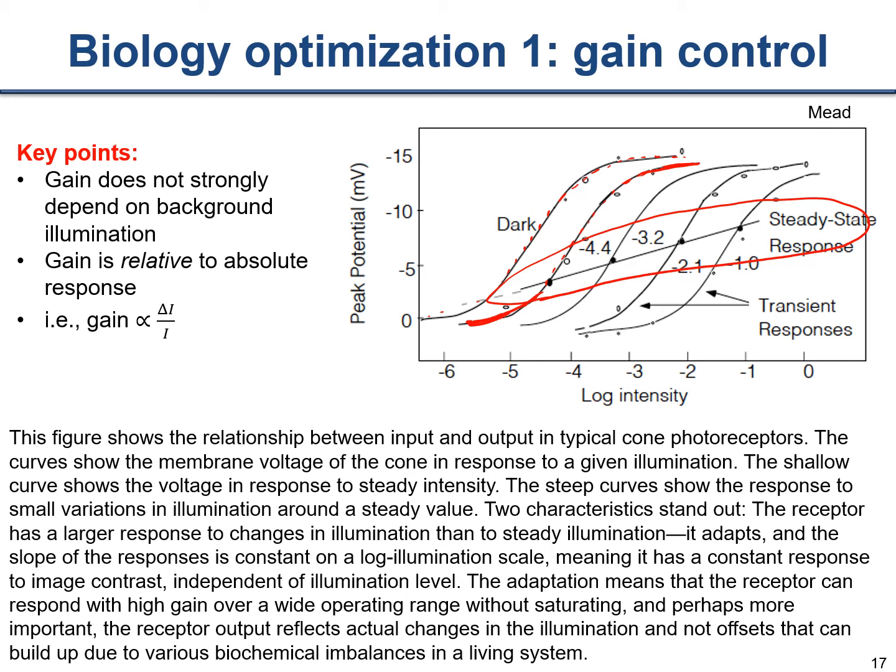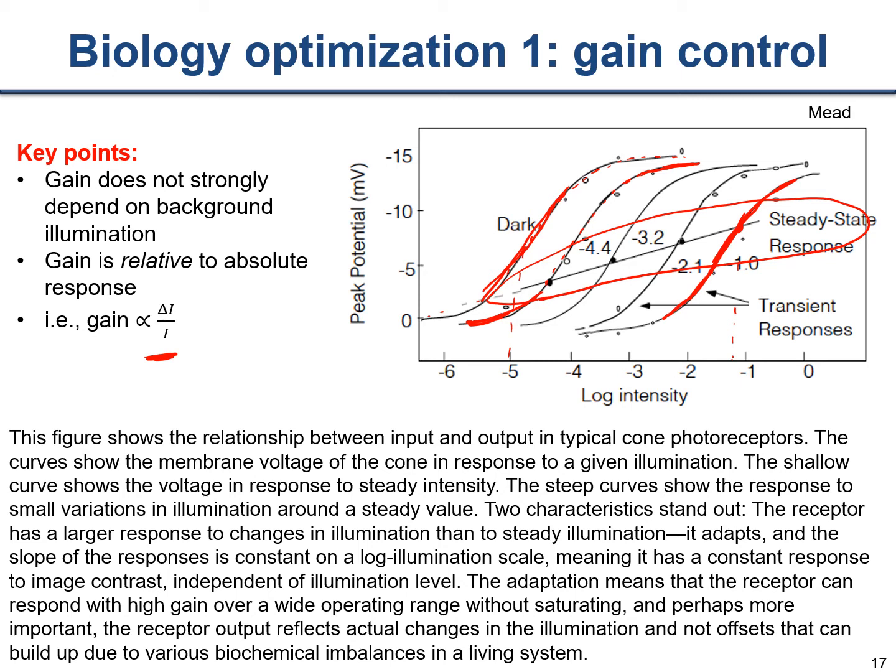So what this means is if you happen to be in a very bright outdoor scenario, so the average log intensity is over here, then you're going to get roughly the same amount of gain in your system over here as you would in a very dark room. That means you can read that book, you can see that tiger, and so on. It doesn't matter what the absolute level of light intensity is. Or in other words, the gain is relative to the absolute response. So the gain is proportional to the change in light intensity divided by the actual light intensity.